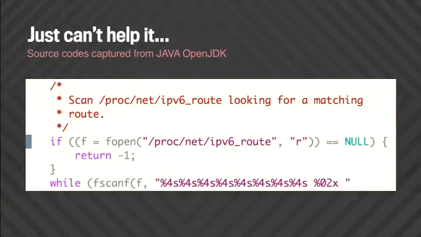Here's the source code capture I took from the Java OpenJDK. What it does is it opens a file called IPv6_route. What this file essentially has is the whole routing tree in it. All 61,000 cone entries are in this file. The OpenJDK opens this file and iterates through it. It burned the CPU and the end user suffered from it.